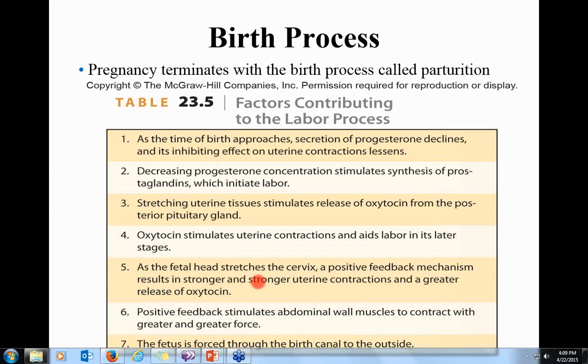The fetal head will stretch the cervix. Again, positive feedback, causing stronger uterine contractions and more oxytocin. And again, more positive feedback until the fetus is forced through the birth canal to the outside. A process that takes a while.